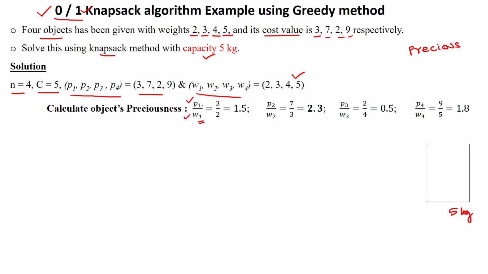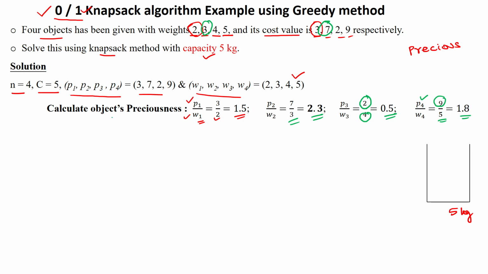So the profit of the first item is 3 and the weight of that first item is 2, so we are getting 1.5. Like that, for the second item the profit is 7 and the weight is 3, so we are getting 2.3. For the third item the price is 2 and the weight is 4, so you are getting 0.5. The fourth item's price is 9 and weight is 5, so you are getting 1.8.